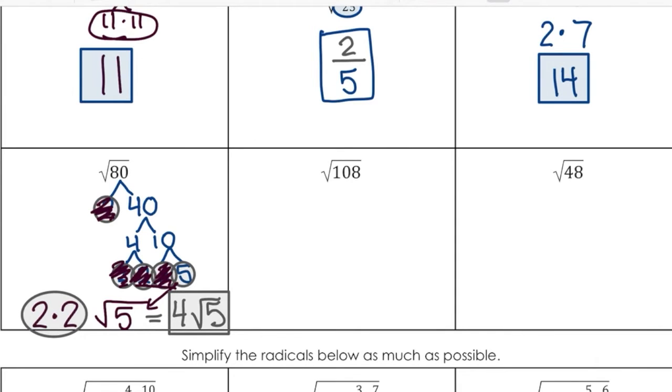So you're looking for pairs, just like you are in the game of Go Fish. But it has to be a perfect pair. It can't be more than 2 of them.